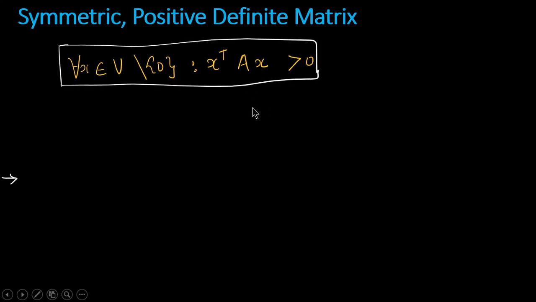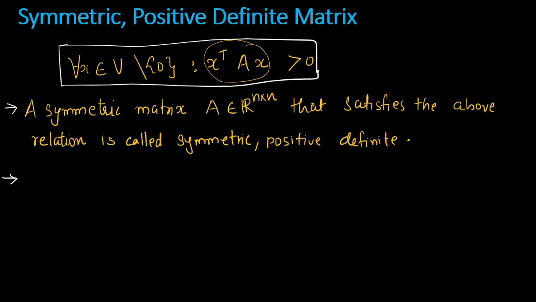So here we are defining a new inner product function like this, x transpose Ax. And what is A? A is a symmetric positive definite matrix. And its value should be greater than 0 or greater than or equal to 0. So two conditions can be there. A symmetric matrix A belongs to R n by n that satisfies the above relation is called a symmetric positive definite.